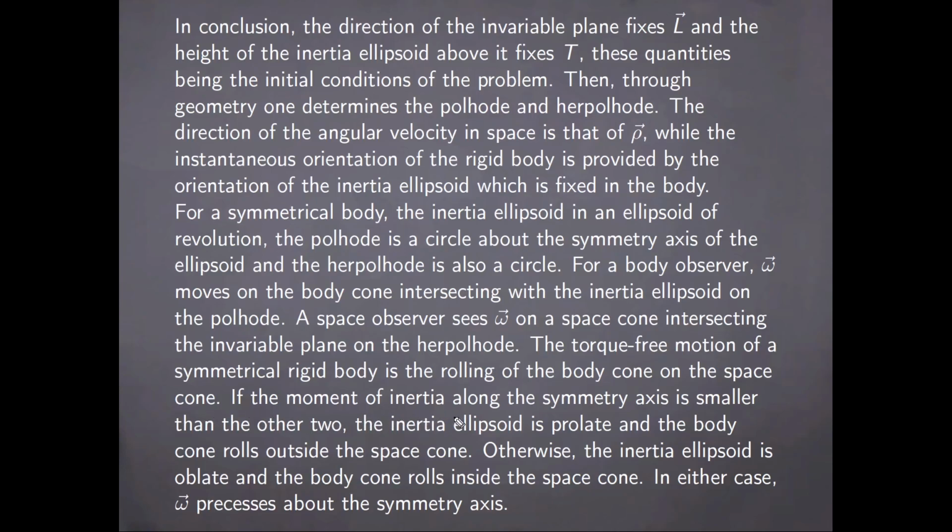If the moment of inertia along the symmetry axis is smaller than the other two, the inertia ellipsoid is prolate and the body cone rolls outside the space cone. Otherwise, the inertia ellipsoid is oblate and the body cone rolls inside the space cone. In either case, the angular velocity precesses about the symmetry axis.